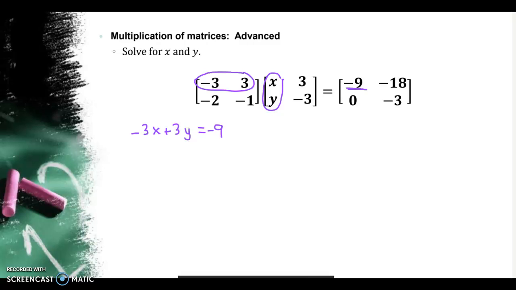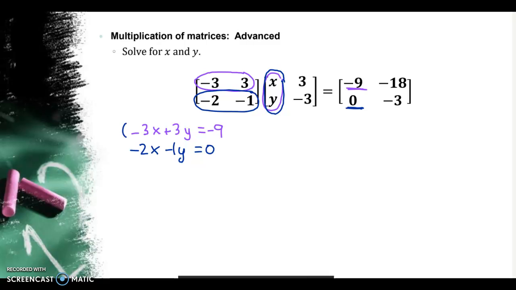The next equation, I need some x's and y's in my equation. The only other thing I haven't multiplied x and y by is this row. And that's the second row in the first column, so that corresponds to this entry there. Second row, first column. So that's going to be negative 2 times x plus negative 1 times y, or minus 1y, is going to equal 0. So now I have my two equations and two unknowns.